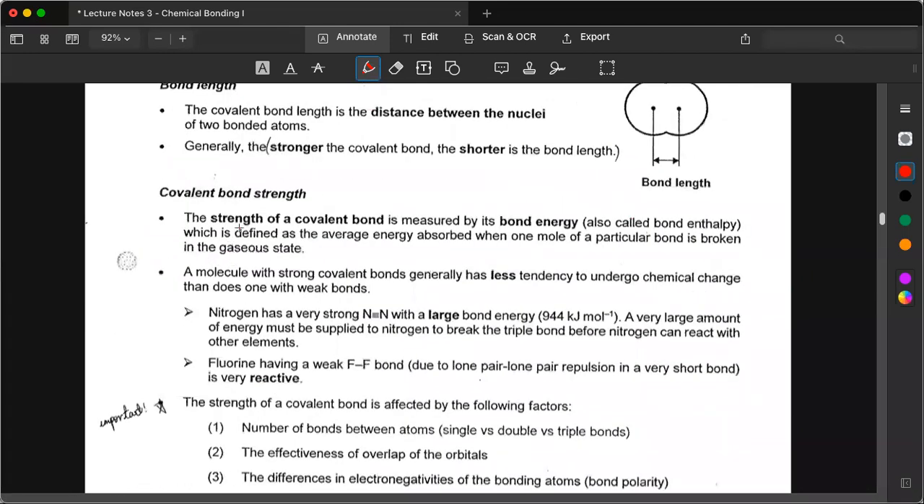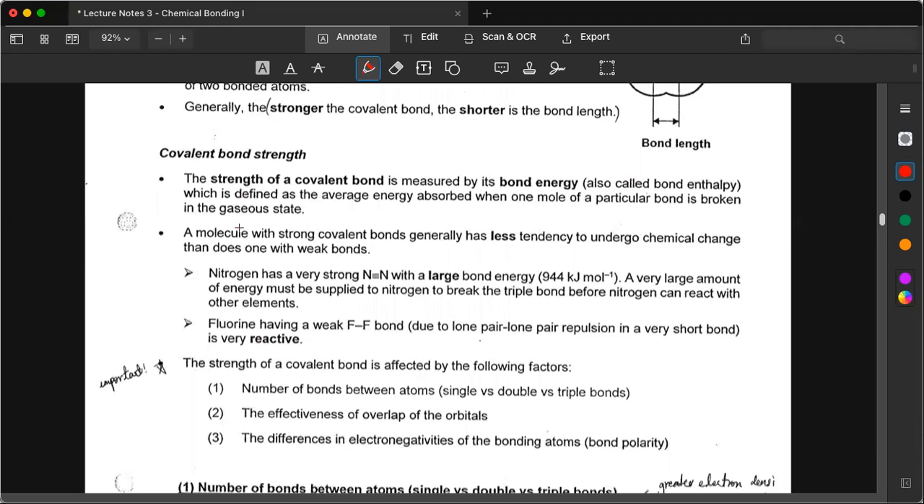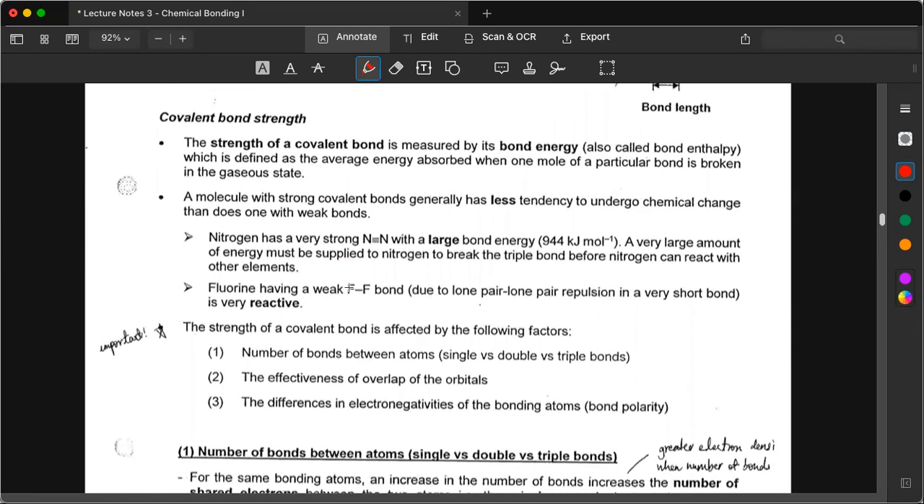The strength of a covalent bond is measured by bond energy, which is defined as the average energy absorbed when 1 mole of a particular bond is broken in the gaseous state. The molecule with strong covalent bonds in general has less tendency to undergo chemical change than those with weak bonds. Nitrogen has a very strong triple bond with a large bond energy.